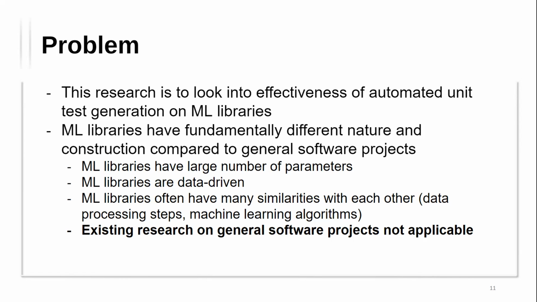Machine learning libraries usually don't have the functionality written in the code directly. Instead, you need to supply the data, and the code is really just there to manipulate the data. So this is a stark difference from general software projects. They also usually have quite a lot of similarities with each other, as opposed to general software projects. Aside from small differences, machine learning libraries implement the same algorithms and have the same data processing steps, for example. This means that existing research on the effectiveness of automated unit test generation on general software projects is not applicable to machine learning libraries, hence the need for this paper.